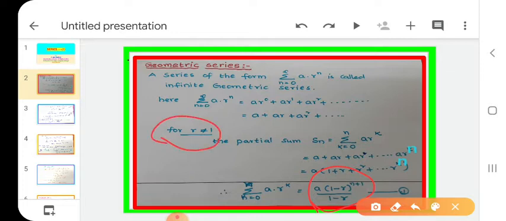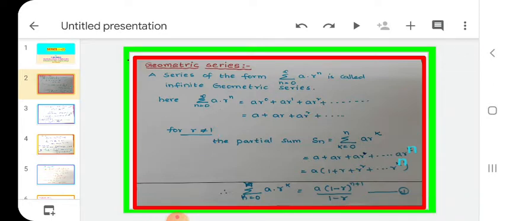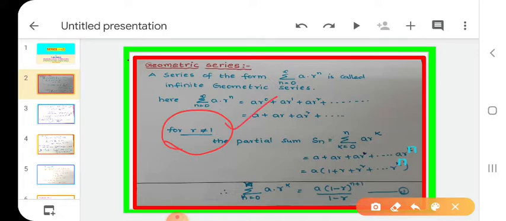Why? If r equals 1, what is the denominator here? 1 − r. If r equals 1, what do we get? 1 − 1, which is 0. If the denominator is 0, what is the value of that fraction? Infinite. So r ≠ 1 is the condition. This is the value of the partial sum of the given series.